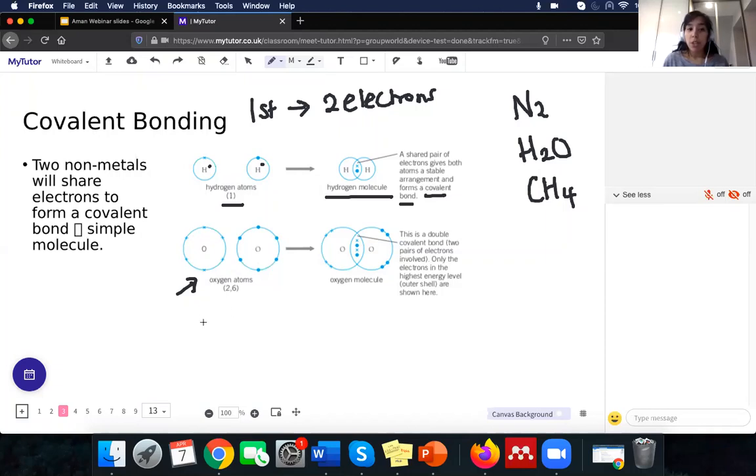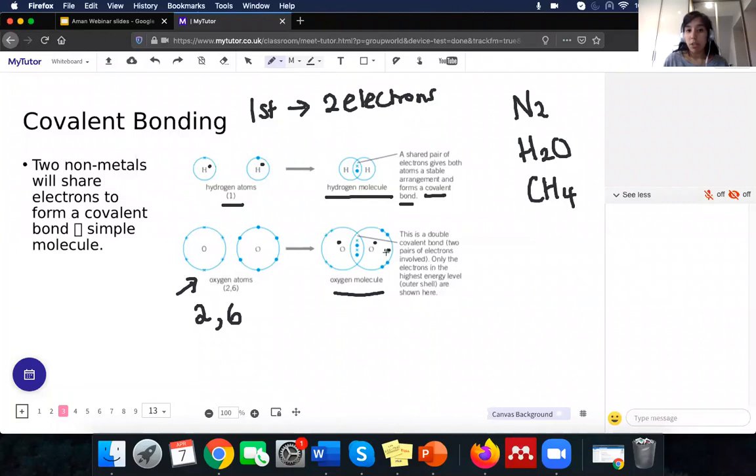Okay, so there are 8 electrons in oxygen. The first shell will have 2 electrons, and the second shell will have 6 electrons. So 2 plus 6 is 8. That means if oxygen wants to fill its outer shell and get that noble gas structure, it needs to share 2 electrons with another oxygen atom to have 8 electrons. So that's what's going on in this diagram. The oxygen has shared 2 of its electrons with another oxygen so that they both have 8.